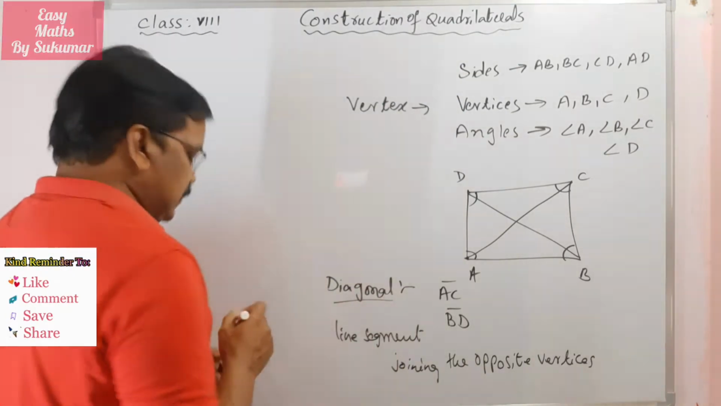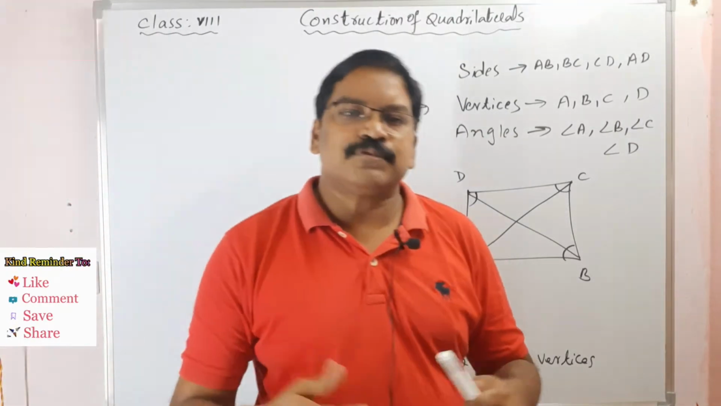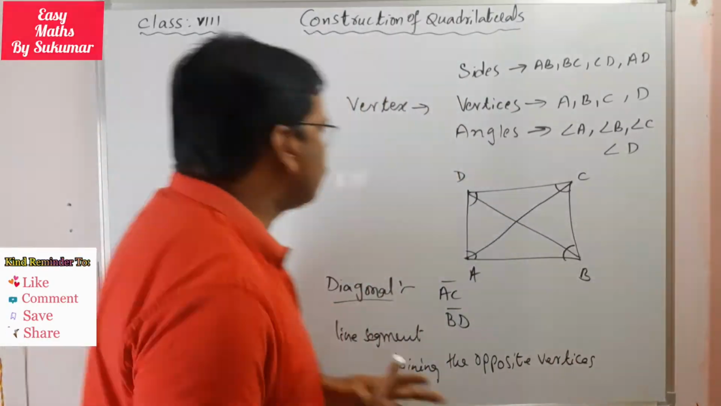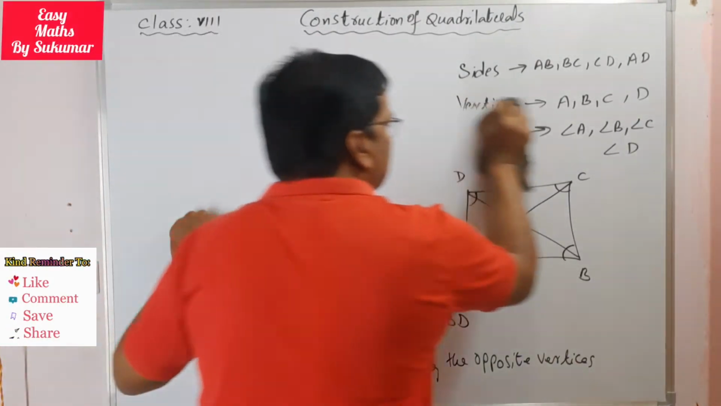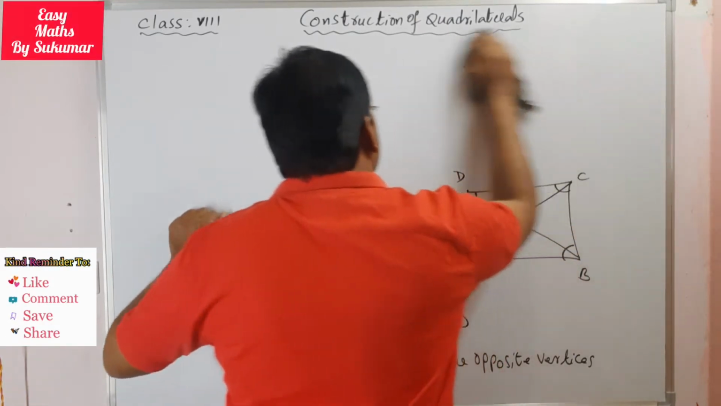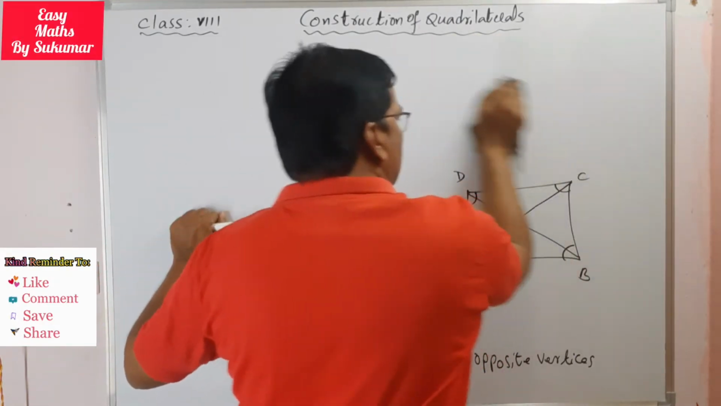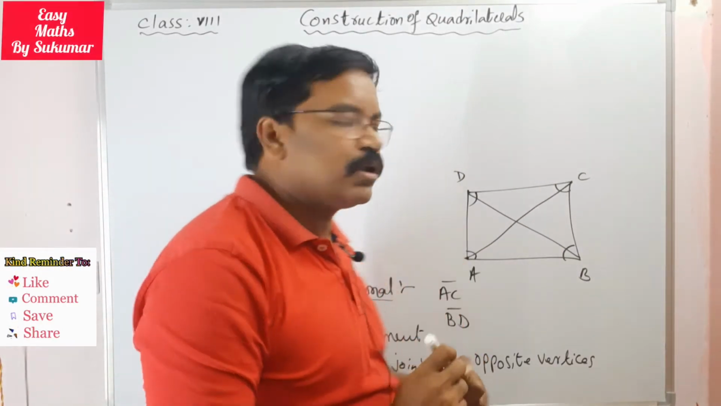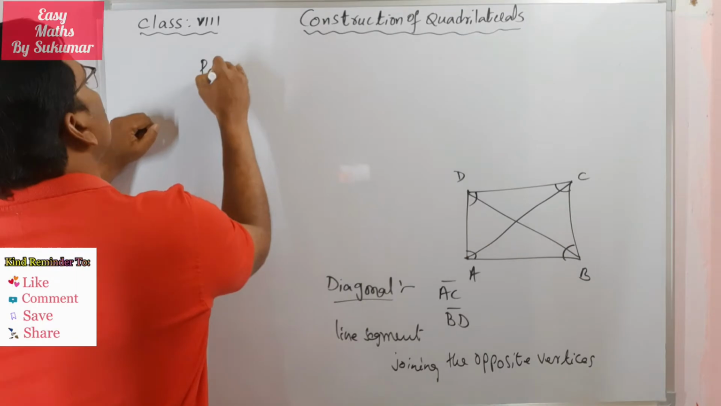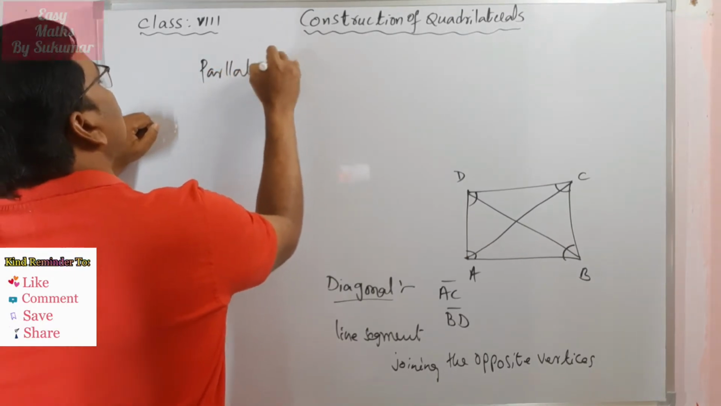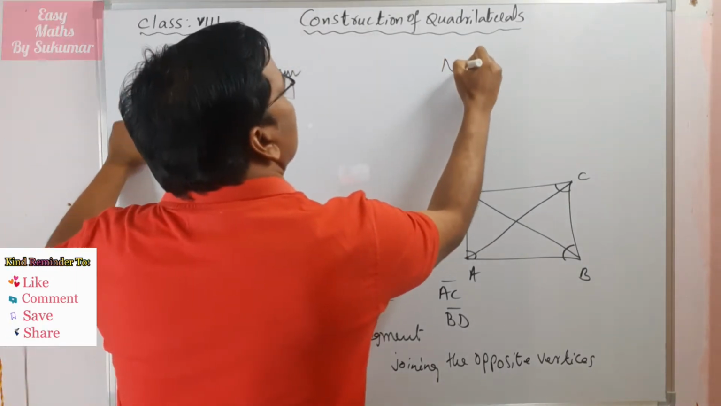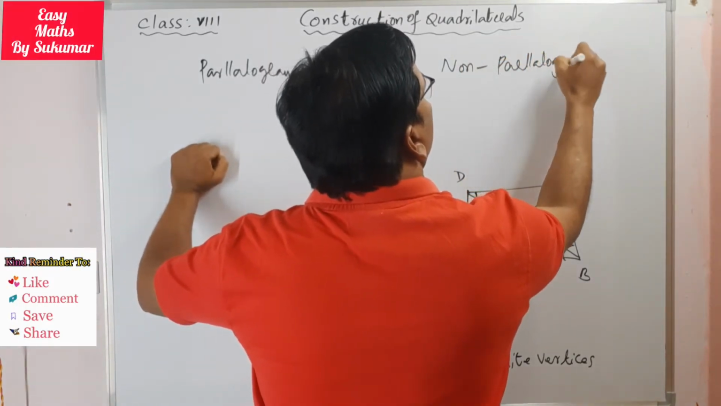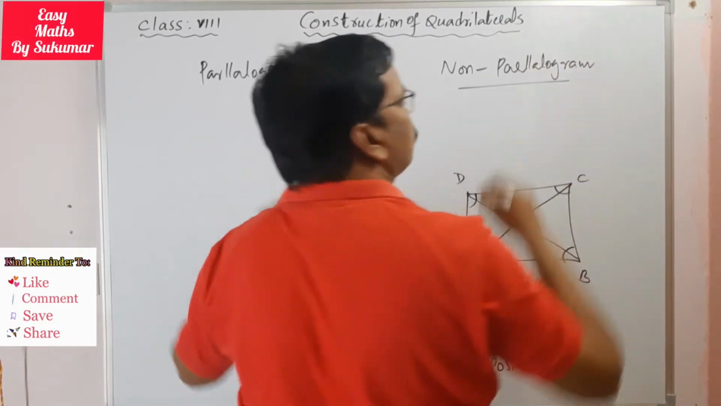Okay, my dear students. What are the types of quadrilaterals? See, there are two types of quadrilaterals. One is parallelogram type, other one is non-parallelogram.